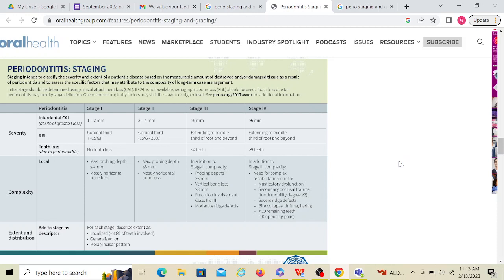You understand? So that means the bone has also gone down by at least that much. Your probing depth would be somewhere around more than 5 mm, which is what is written in the complexity of the statement here, if you see where my arrow is. And there are likely chances of a vertical bone loss.